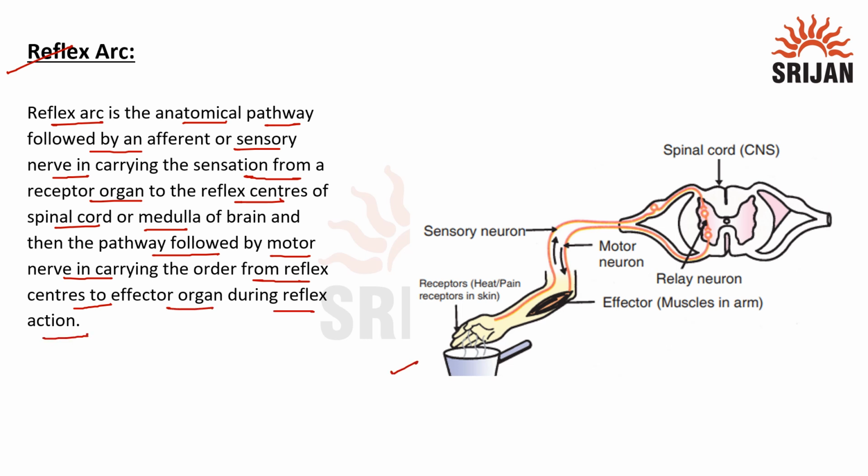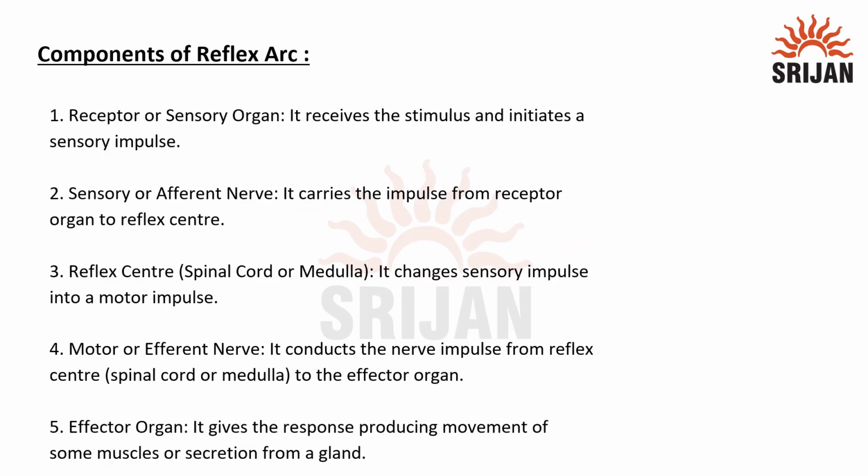This over here is the image of reflex arc, which involves receptors, sensory neuron, spinal cord which has relay neurons, then motor neuron, and at last the effector. Now let's take a look at components of reflex arc.